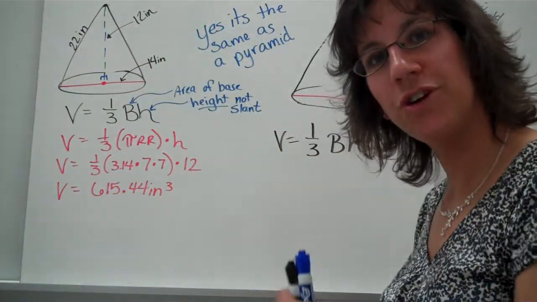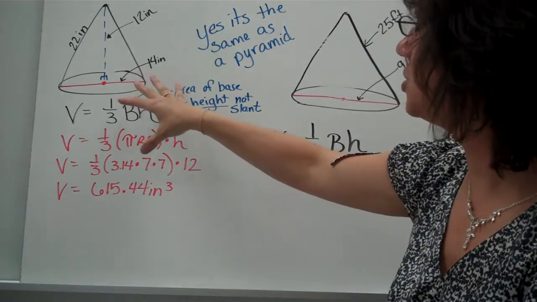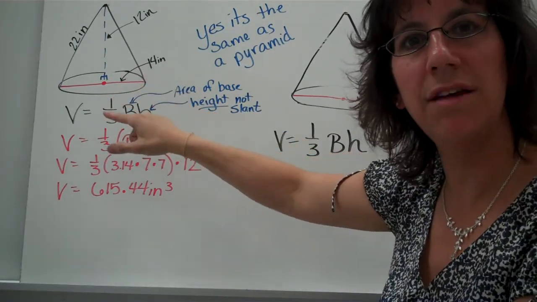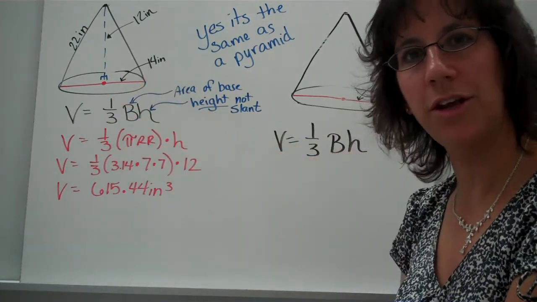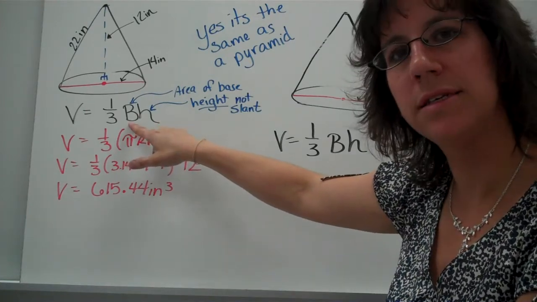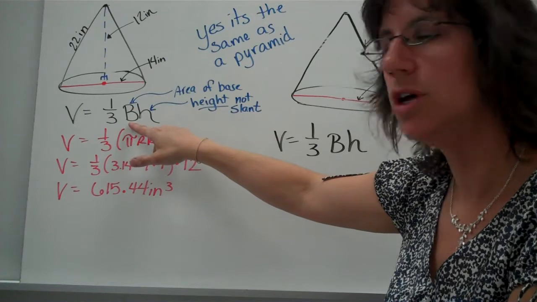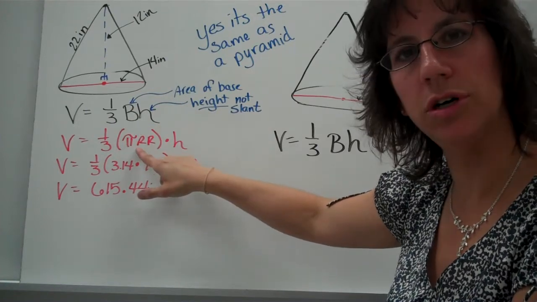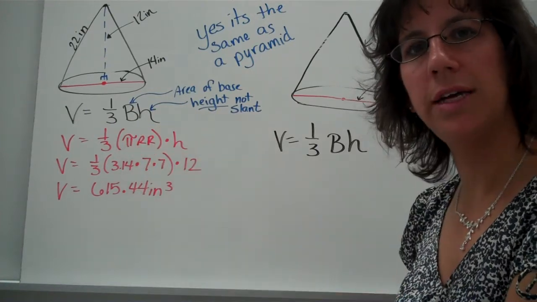Isn't that a lot easier than surface area? Take a look at this shape. It is the exact same formula. Isn't that awesome? Now you don't have to remember too many things. Again, you're looking at the base. This time the base shape is a circle. So you're going to find the area of a circle and then times that by the height.